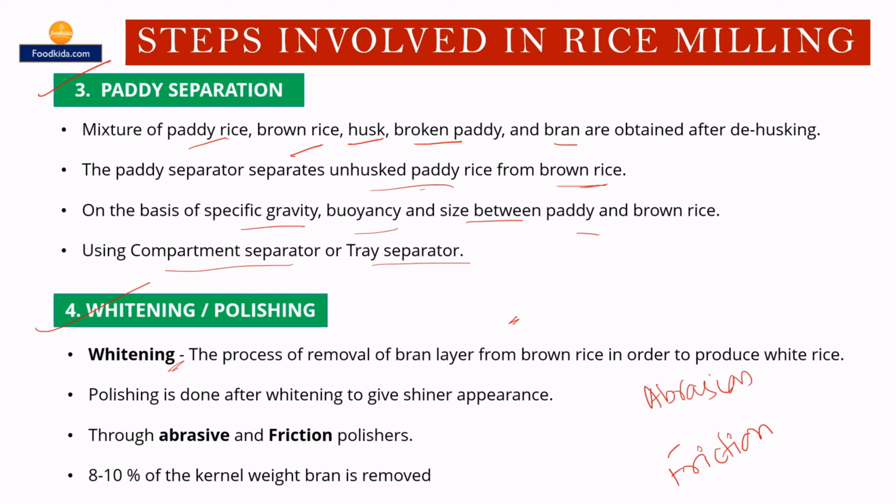And always remember that abrasion whitening always comes first and friction later, because if only friction whitening is done, it will use a lot of power, energy consumption will be high, and it will increase the cost of the machine. So abrasion whitening comes first, and then friction whitening is done. And also remember that polishing is done after whitening only. Firstly whitening is done and then polishing is done.